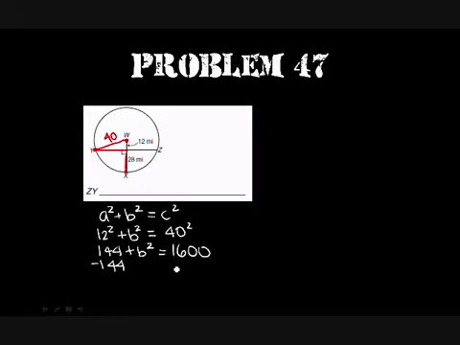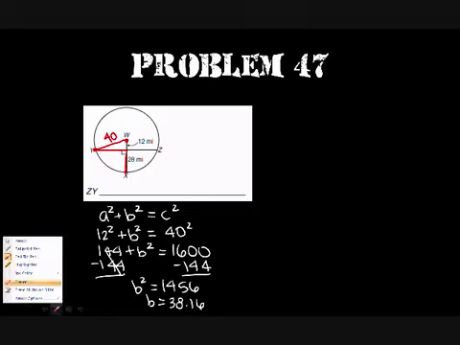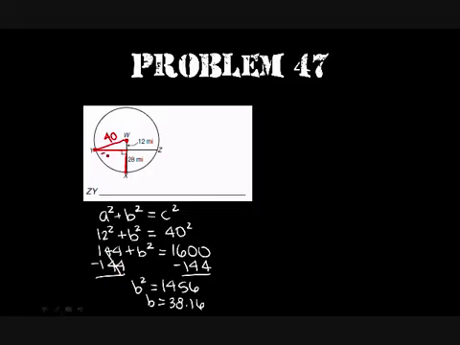I'm subtracting 144 from both sides. So we get 1456. And then our last step is to take the square root, and we get b equals 38.16. Okay, and so that tells us that this is 38.16. We need the whole z to y though, so we need to double that, and we get as our answer 76.32.